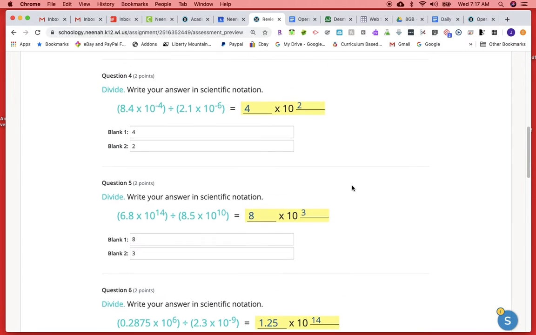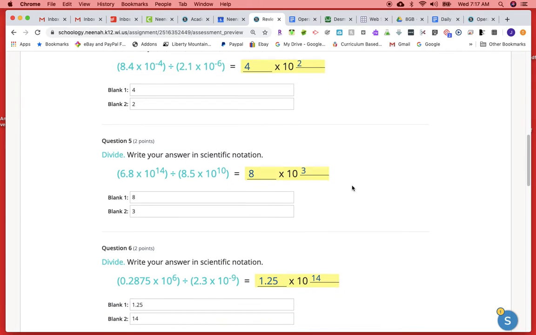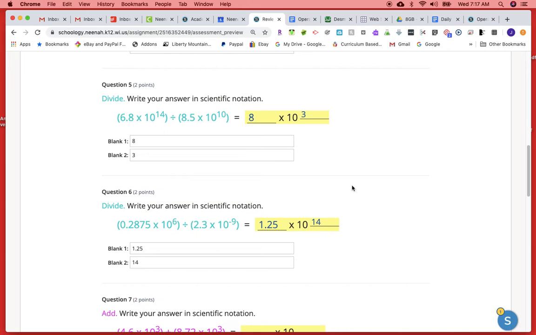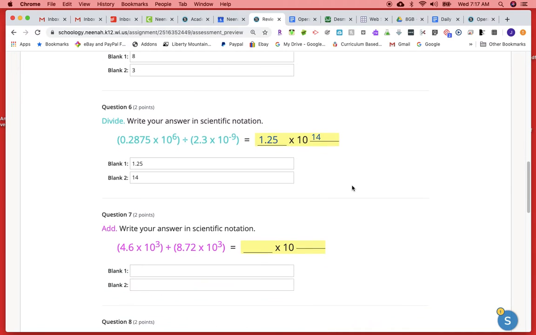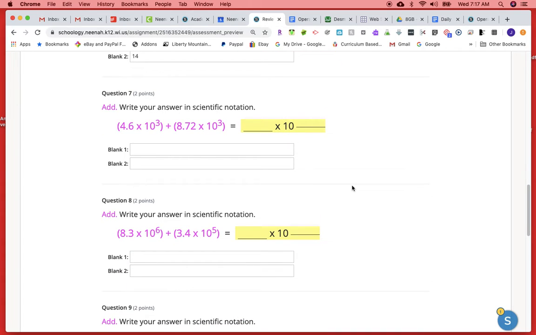All right, those are our 3 division problems. If you are still getting hung up on division questions, please contact your teacher. Moving on to addition, number 7. Write your answer in scientific notation. So we have 4.6 times 10 to the third plus 8.72 times 10 to the third.